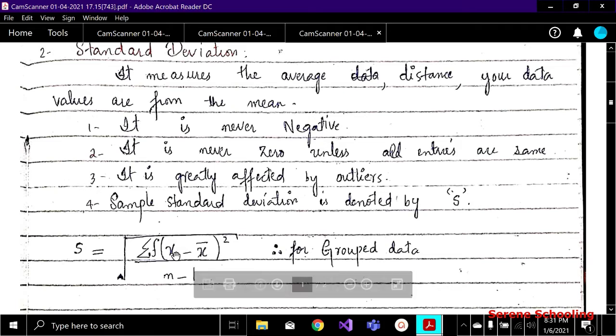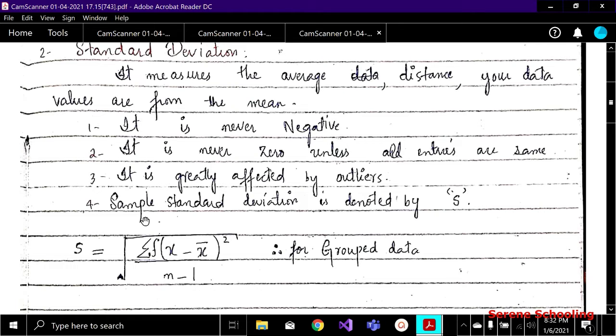If they are all the same, which is rarely the case, then our standard deviation is zero, that is, there is no deviation from the mean. Suppose the mean is 4 and all the data values are also 4, lying at the same position. In that case, it's common sense that no deviation is going to be there, so the deviation is 0. But when the entries are not the same, the deviation cannot be 0. It is also affected by outliers.